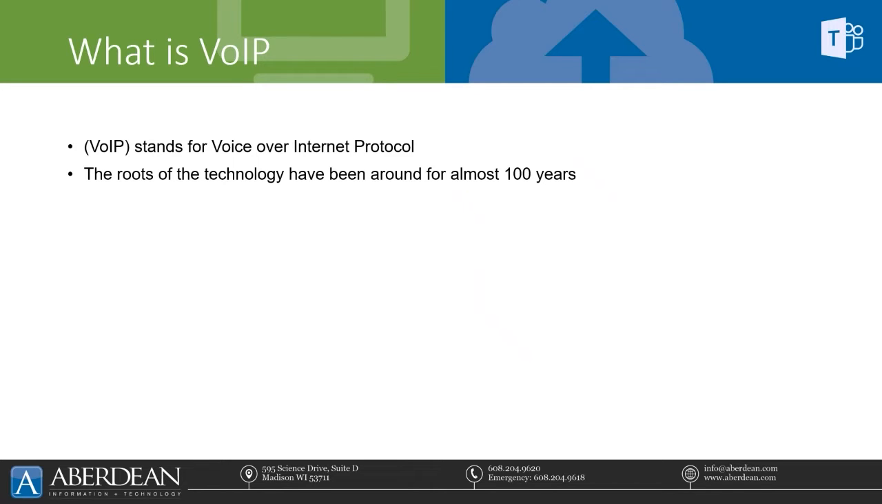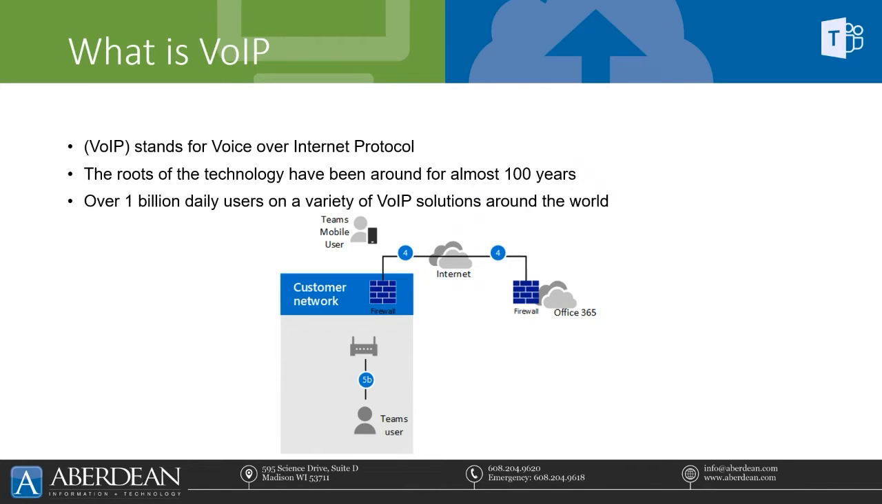The story of VoIP begins close to 100 years ago at Bell Laboratories, named, of course, for Alexander Graham Bell, the inventor of the telephone. Throughout the years, the technology has been refined to where there are over 1 billion daily users on a variety of VoIP solutions. This next graphic shows you how a VoIP call would be placed. You have the end user there. They make the call. It goes through their internal network, goes out to the internet, and then would eventually get to 365, where it'd be handed off to the next carrier to place that call.